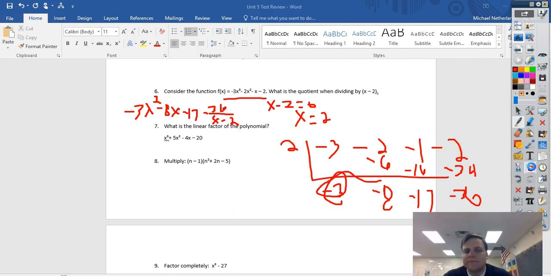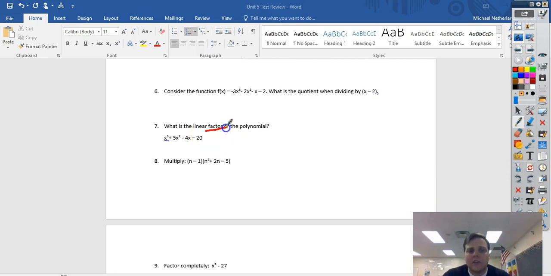Number 7. What is the linear factor of the polynomial? So that just means I need to factor, okay? I have 4 terms, which means I need to factor by grouping. So we look at the first 2 and then the second 2. X cubed and 5x squared. What do they have in common? X squared. So then that gives me x plus 5.